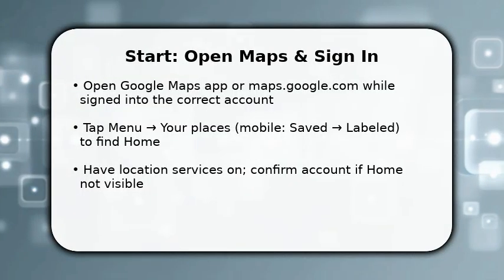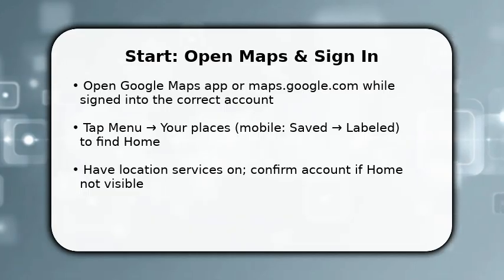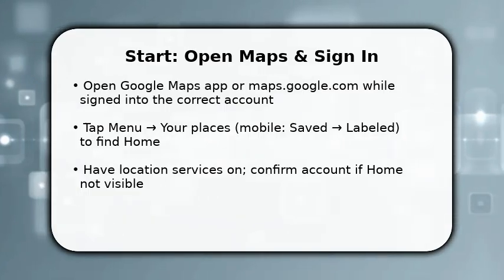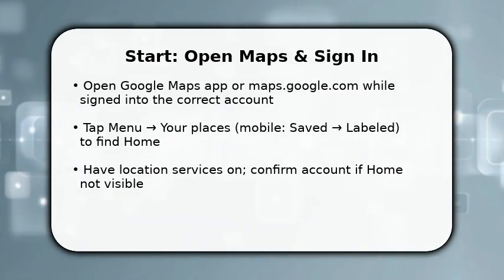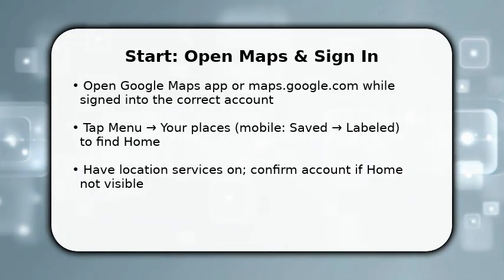You're starting in Google Maps. Open the app or website and make sure you're signed into the exact Google account that holds the home label. Once signed in, go straight to your Places, Mobile, saved > labeled. Do this now so you're looking at the right set of labels.